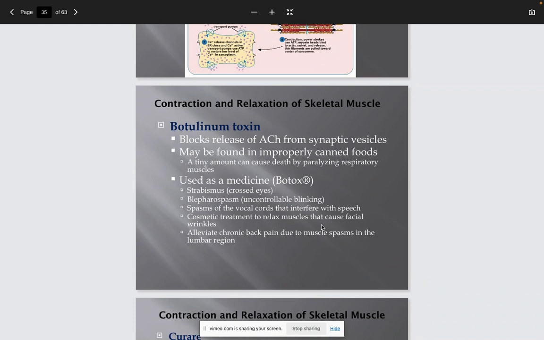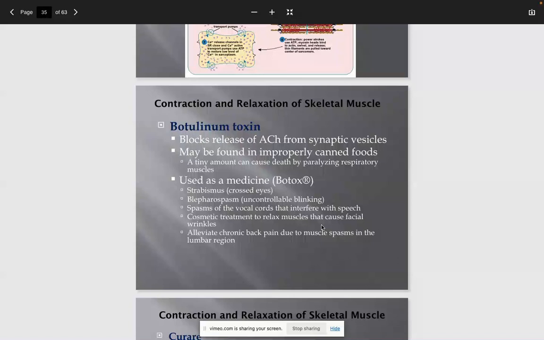So we talked about botulinum toxin, and I wanted you to know that botulinum toxin blocks the release of acetylcholine from the synaptic vesicle. I also talked to you guys about where botulinum toxin came from. It came from a bacteria called Clostridium botulinum, which can be present in improperly canned foods. It's also present in spore form in honey. Babies aren't supposed to eat honey under a year old because they can develop something called floppy baby syndrome, in which they become paralyzed due to the blocking of acetylcholine release from the presynaptic vesicle.